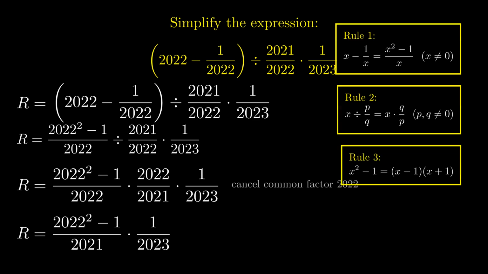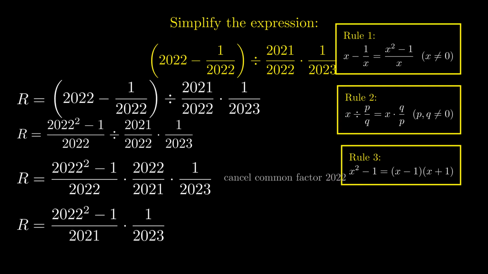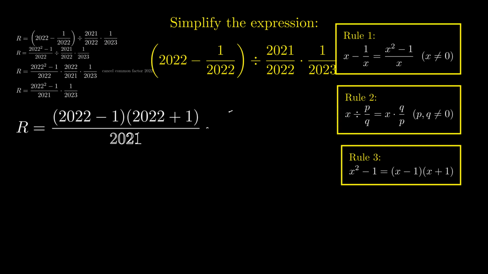Now factor the difference of squares. x² − 1 equals (x − 1)(x + 1), with x equal to 2022. That becomes (2021 × 2023)/2021 times 1/2023.